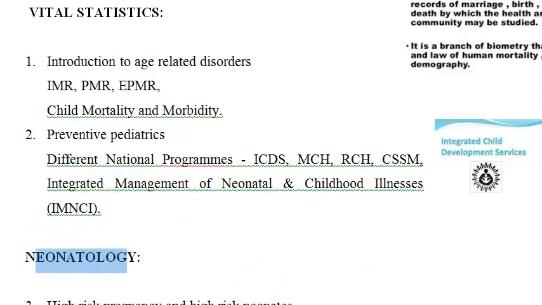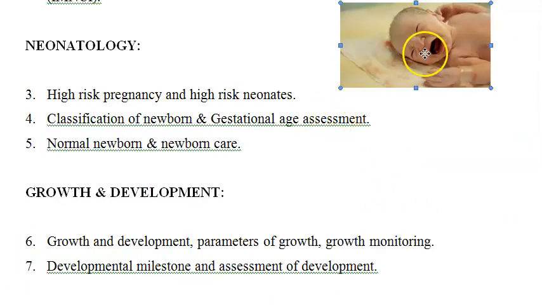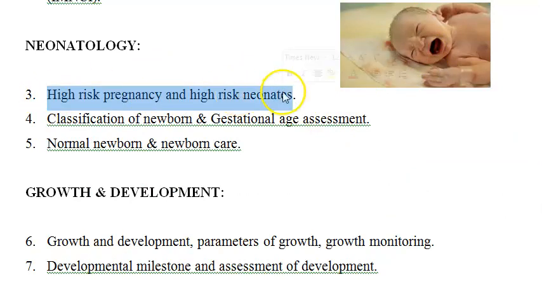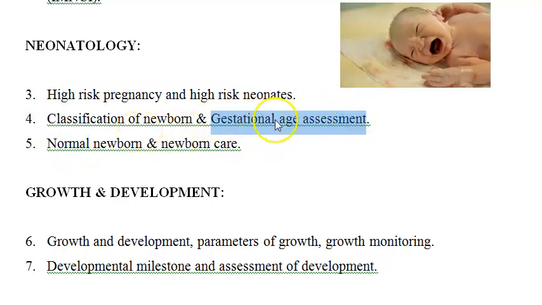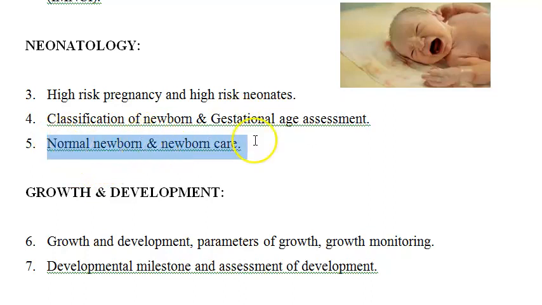Now, neonatology. So, neonate will be less than 4 weeks, right? You should know under this high risk pregnancy, high risk neonates, right? Before the delivery itself, they will tell you high risk pregnancy, high risk neonate. Then classification of newborn, gestational age assessment, right? You should be able to assess the gestational age, normal newborn care. You should know the normal so that you will identify easily the abnormal, right?